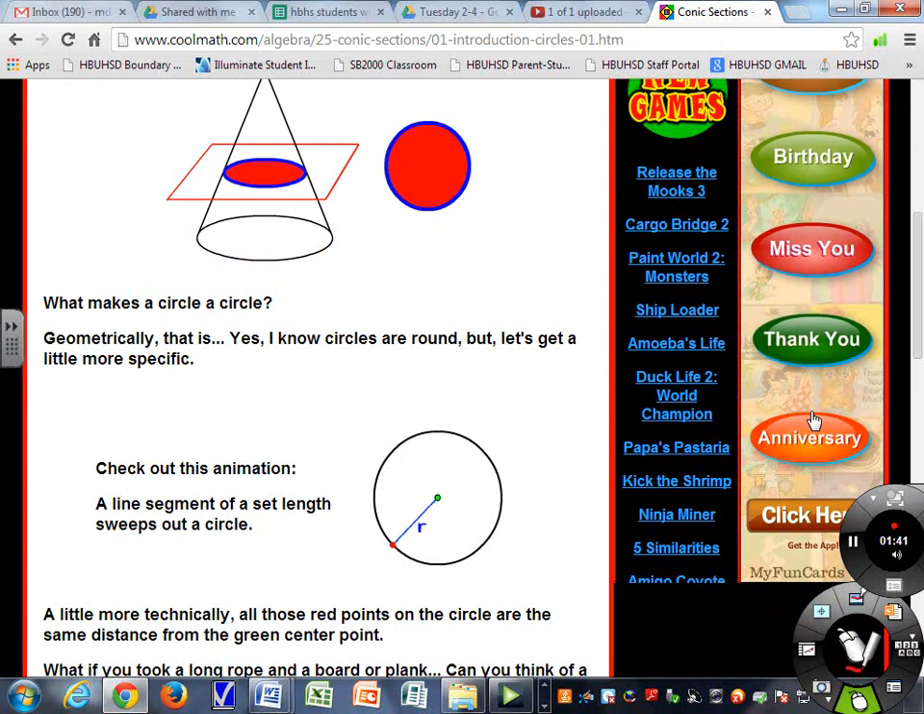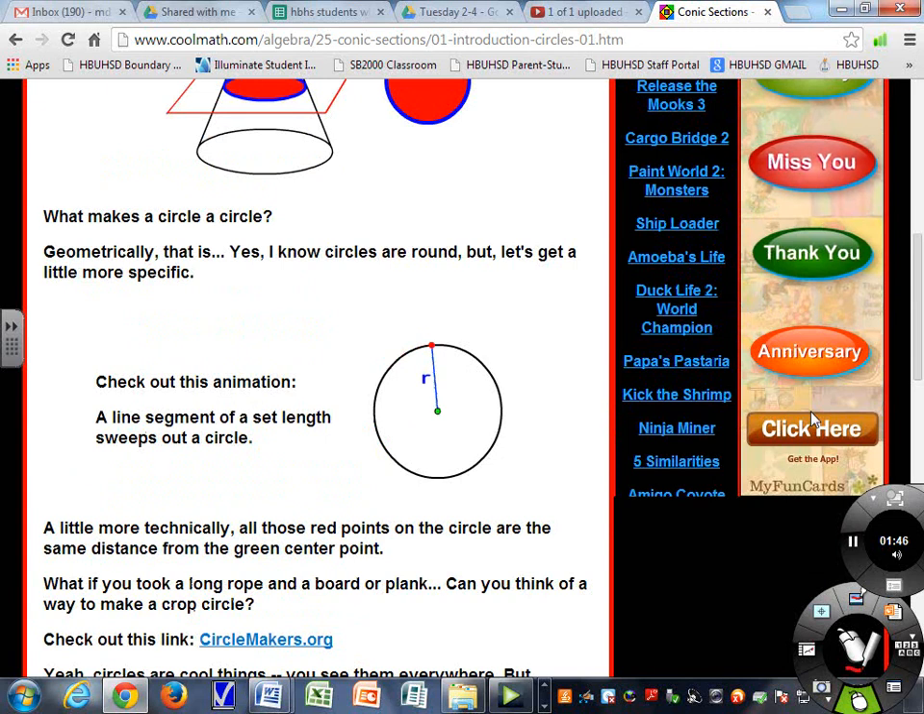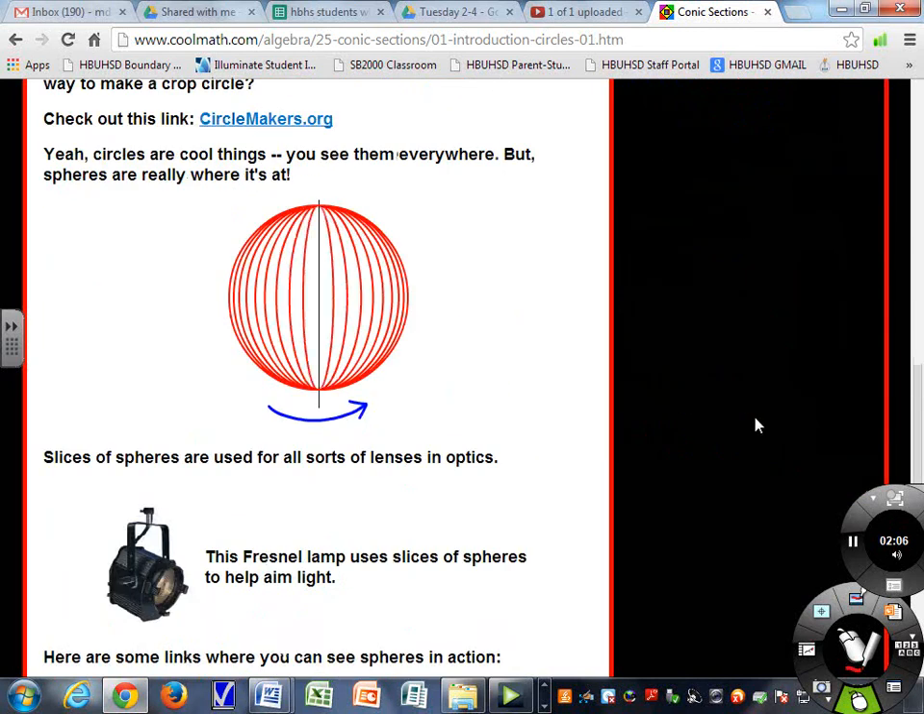So this is how you would draw it with a compass. So our radius is our set length, from the center to any point on the circle. And we'll write explicitly out the definition and stuff later. 22. Should be like your back cover.